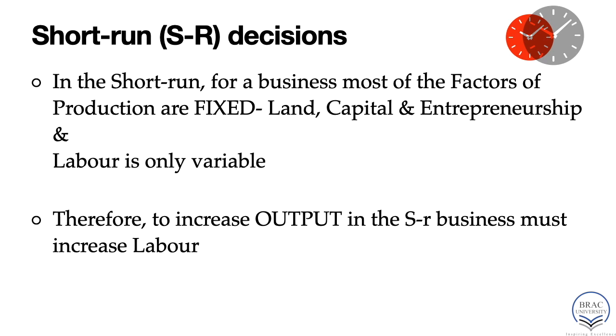We know that in the short run, most of the factors of production, that is land, capital, and entrepreneurship, are fixed. And only labor is variable. This is because most of the firm's fixed resources, which is also known as firm's plant, are its technology, buildings, and capital. And these cannot be changed or altered in the short run just like that. So they are fixed.